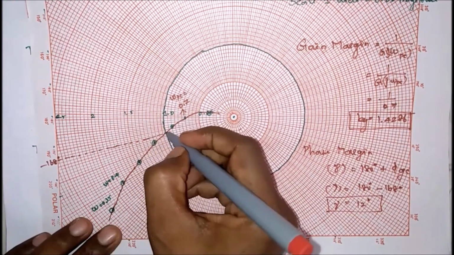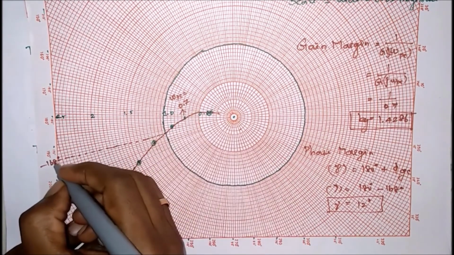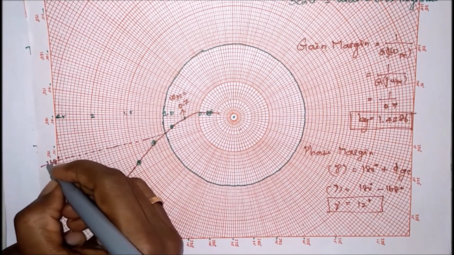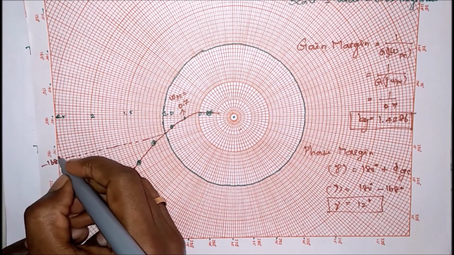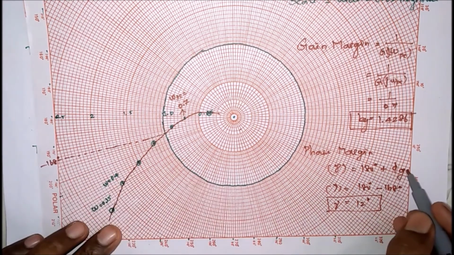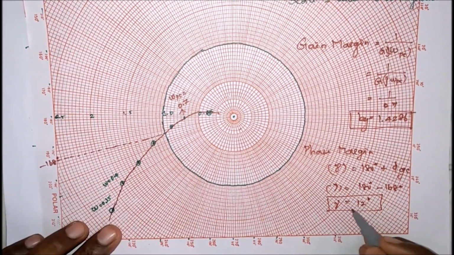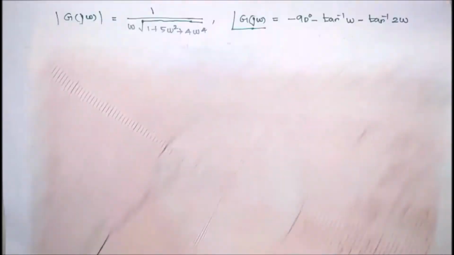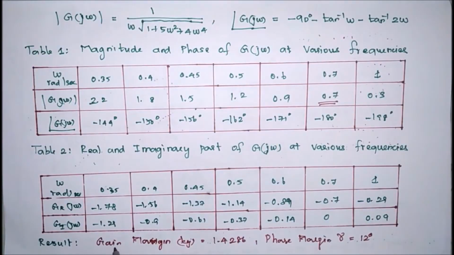This plot cuts the unity circle. The corresponding angle is phi gc. Its corresponding angle is minus 168 degrees. Therefore, phi gc equals minus 168, gamma equals 12 degrees. So our required results are gain margin Kg equal to 1.4286, phase margin gamma equal to 12 degrees.